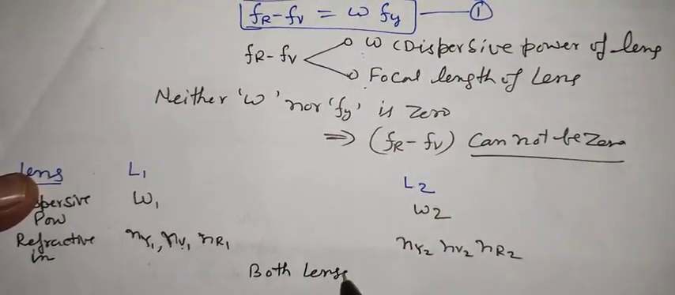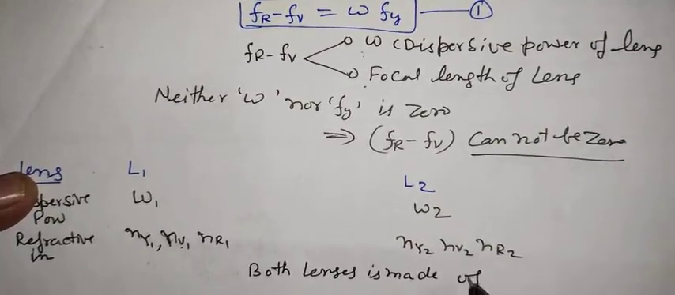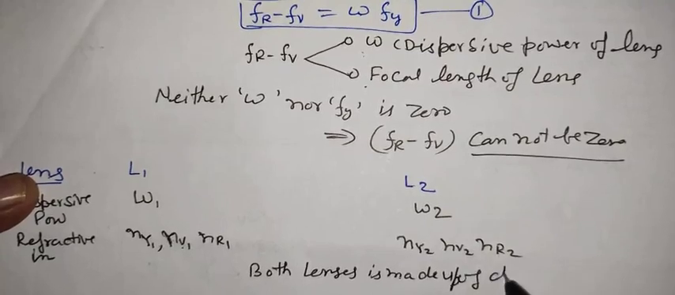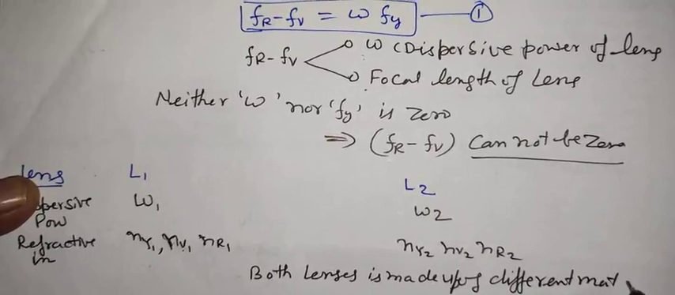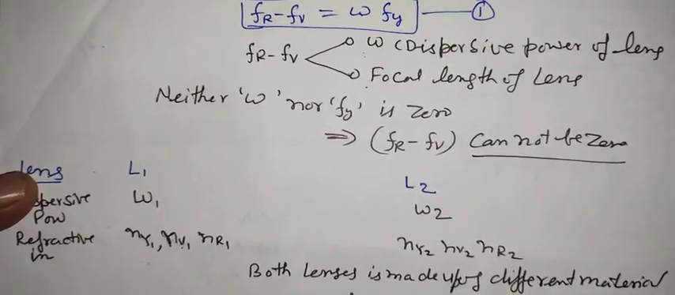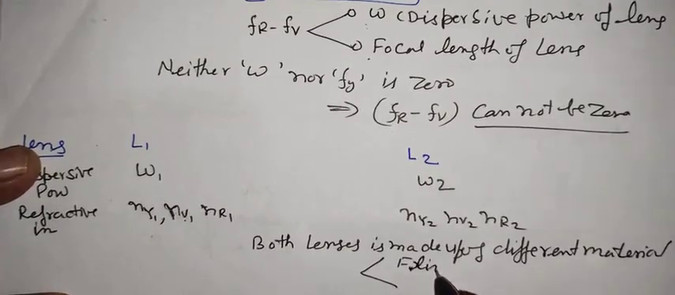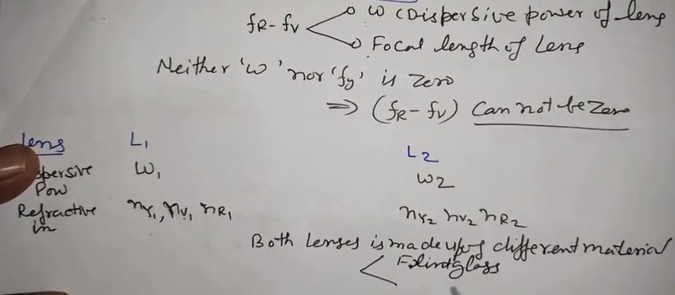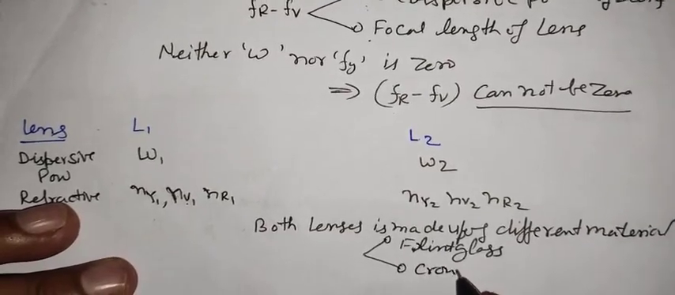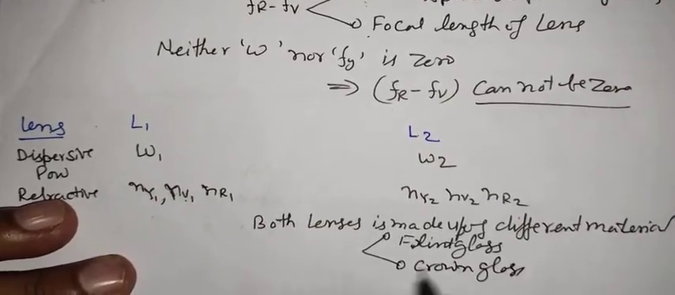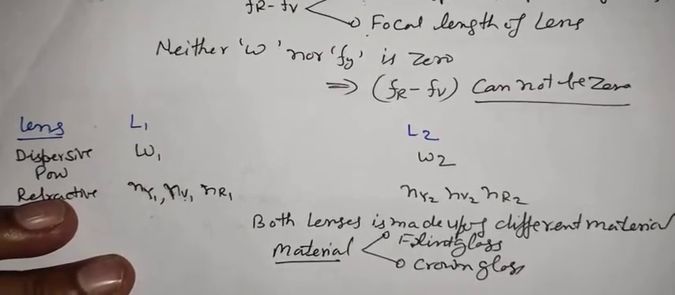It means both lenses are made up of different materials. If one is of flint glass, then for the second we may take crown glass. So the material of the lenses is different.